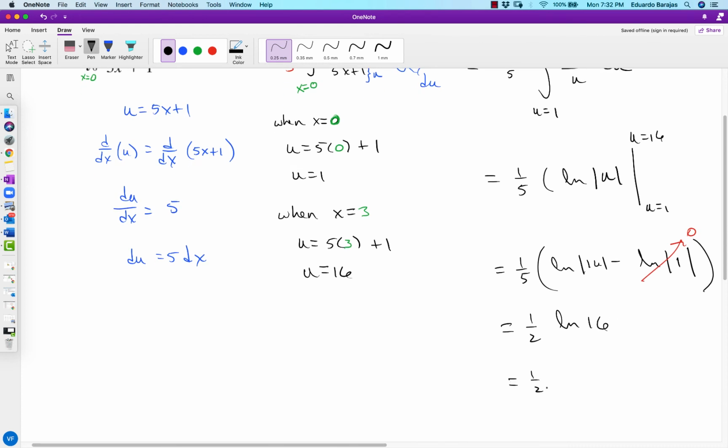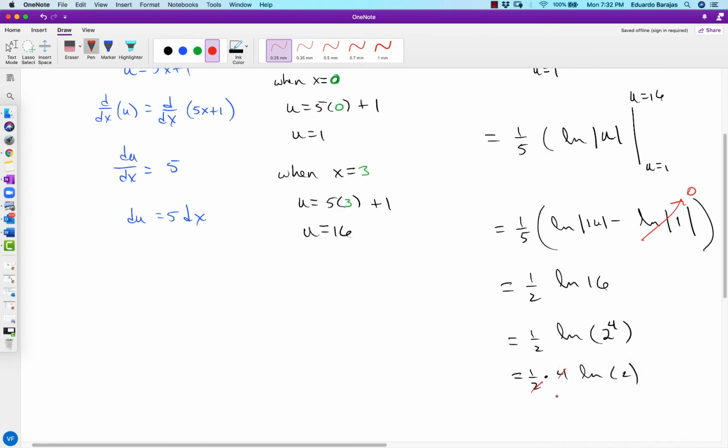This is equal to 1/2 ln of 2 to the power of 4. And our log properties tell us we can move that 4 out in front. So this becomes 1/2 times 4 ln of 2. And the 2 and the 4 reduce to give me a 2. And that'll be my most simplified answer, 2 ln 2.